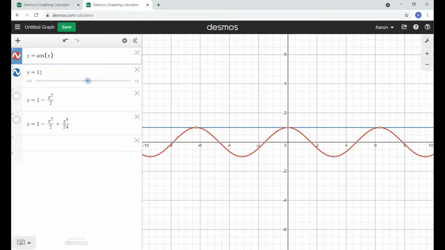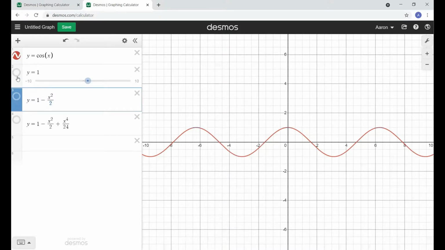Then for the third approximation, we take another derivative. The second derivative of cosine is minus cosine. Plug in 0, you get 1, and there's always this dividing by 2 on the x squared part to account for taking the derivative when the power rule brings this exponent 2 down, and so that'll cancel out. So the approximation is y equals 1 minus x squared over 2. And so that looks like it fits around 0. You can't really tell the difference with how thick these curves are.